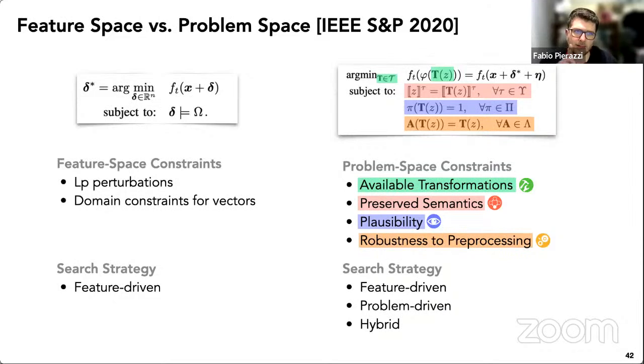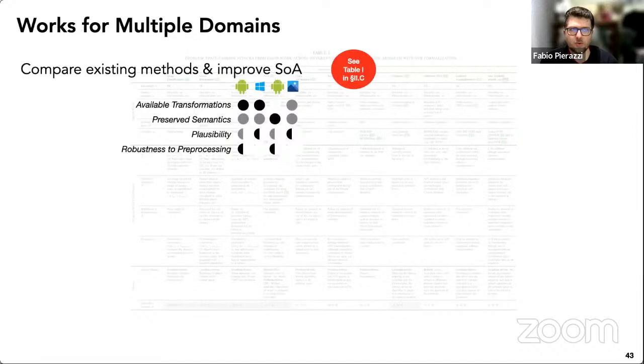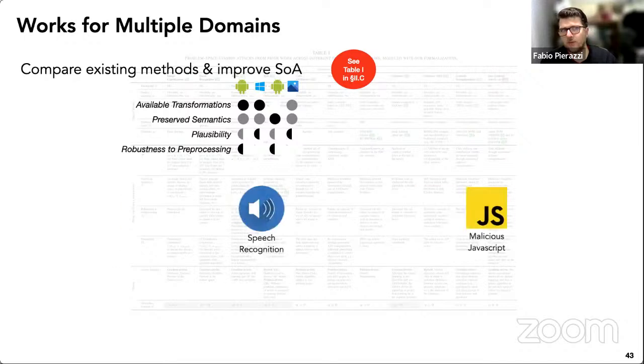Another thing I want to highlight is that we now do not only have feature-driven search strategies, such as gradient-based or projected gradient descent attacks. We also have problem-driven strategies, such as genetic algorithms or Monte Carlo simulations, in which we randomly modify the application and see whether the decision function is fooled, without having an idea of the underlying gradient or behavior of the model. And we can also have hybrid methods. This framework also allowed us to systematize and identify weaknesses in existing methods, and to understand better how to improve on the state of the art.